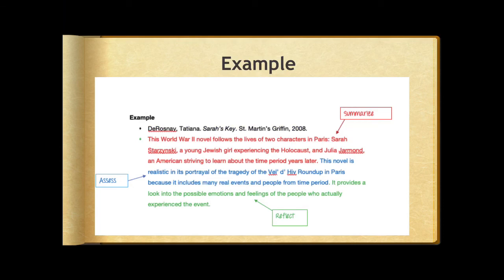This is an example, and it's using a completely different topic, which is a novel about the Holocaust. But as you can see, in red is the summary of the novel, the very short summary. In blue, that's the assessment of whether or not it was a good source, whether it was helpful or not. And then the third part in green is the reflection, where you're looking at what you gained from this source, how it helped you in your research.